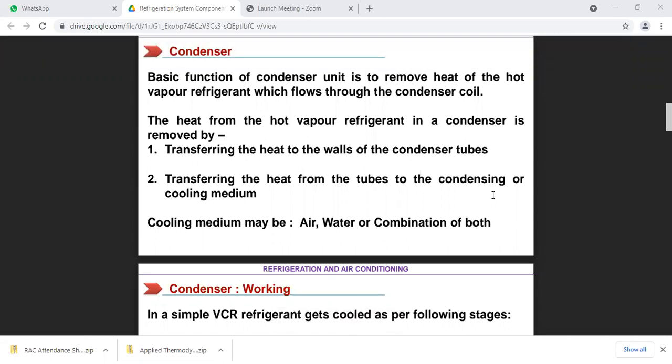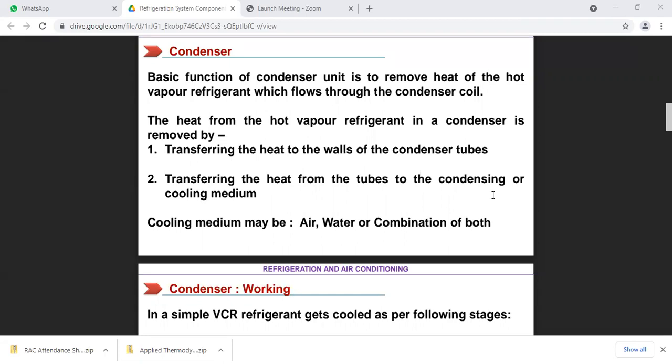Good morning, students. In the previous lecture, we discussed what is meant by a compressor, what the different types of compressors are, and how they work. Today we are going to discuss what is meant by a condenser.